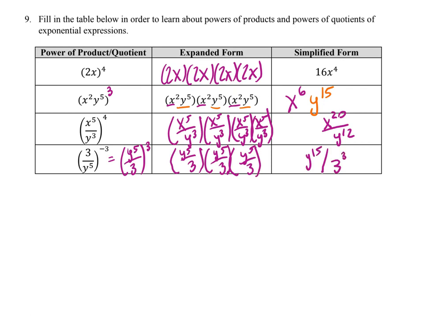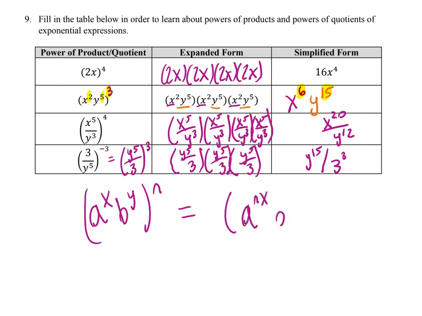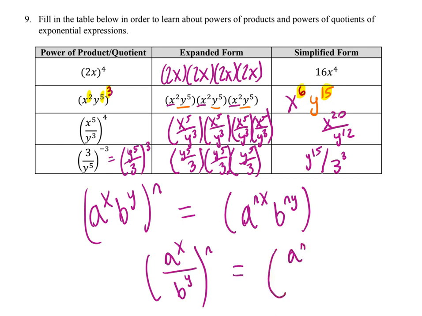So in general, if I have a to the x and b to the y raised to the n power, what you'll notice is, so right here, 2 times 3 is 6, and 5 times 3 is 15. So this is equivalent to multiplying the exponents. We have a to the nx and b to the ny. The same works for division. If I have a to the x over b to the y raised to the n power, then that can become a to the nx over b to the ny. And so that's everything we really need to know about exponents and the way that they work at this point.